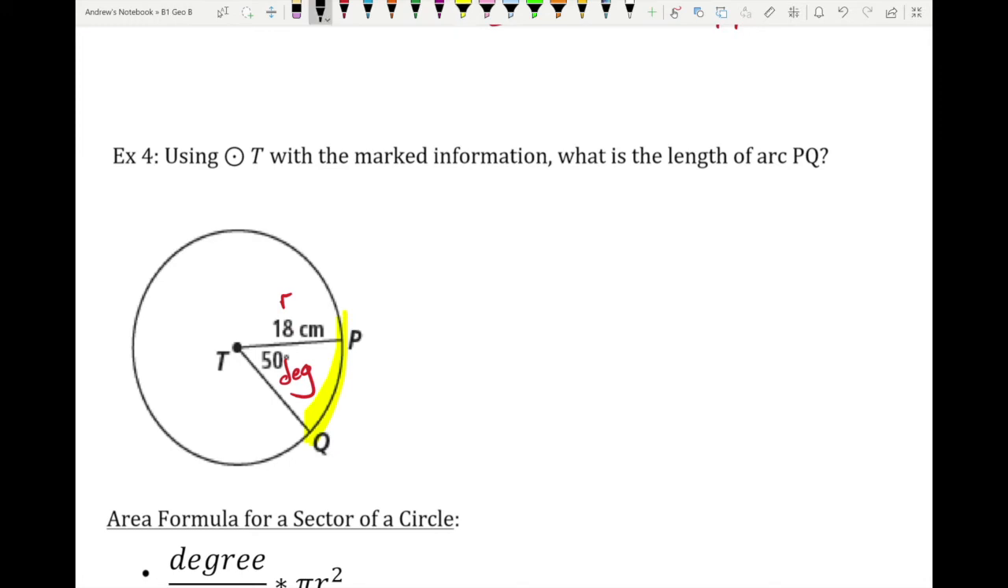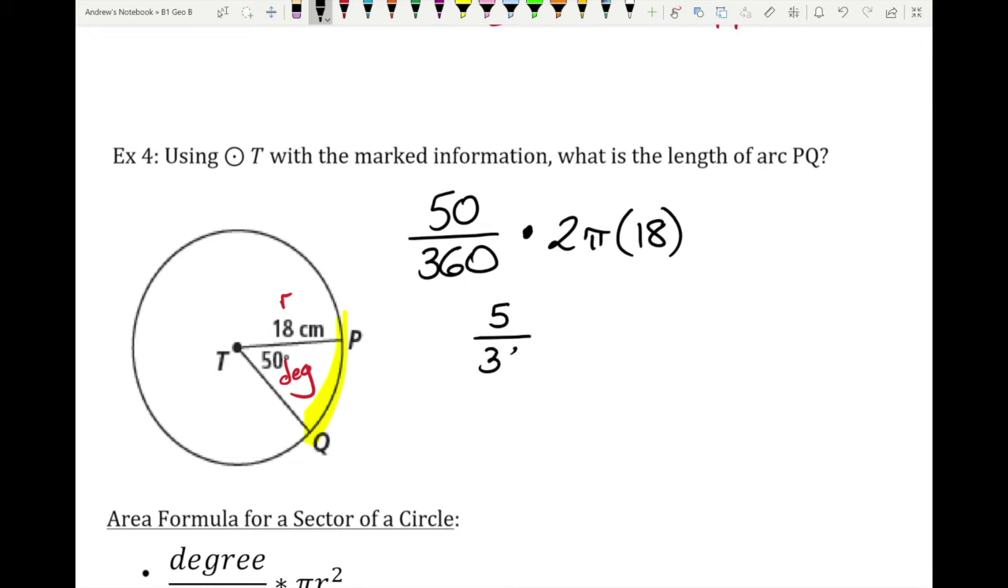So same deal, right? It's going to be the degree, 50, divided by 360 to give me what fraction of the overall circle I'm taking. And then I'm multiplying that by the circumference. So because I have the radius, I'm going to use 2 pi r. So this is 2 times pi times 18. Okay. So 50 divided by 360, and if I wanted to simplify that fraction, that's going to be the same as 5/36. Right, 2 times pi times 18. Well, 2 times 18 is 36 with a pi.